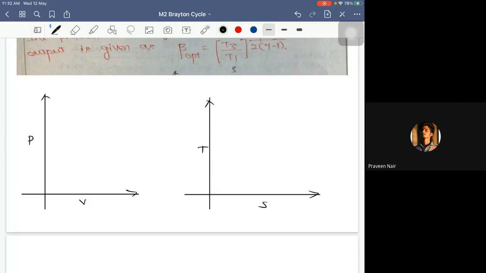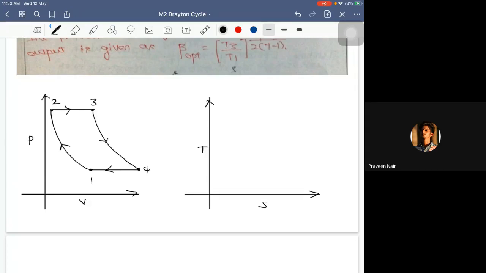The PV diagram is something like this. From here to here it's a curve, and here to here it's a curve. This one is state 1. From state 1 to state 2 it is adiabatic compression, pressure gets increased. 2 to 3 you're adding heat, and 3 to 4 it's expansion in the turbine. And 4 to 1 is heat exhaust.